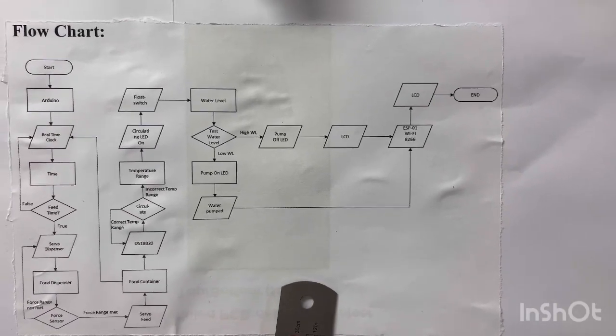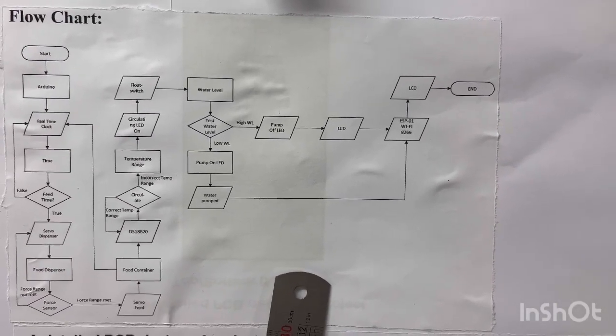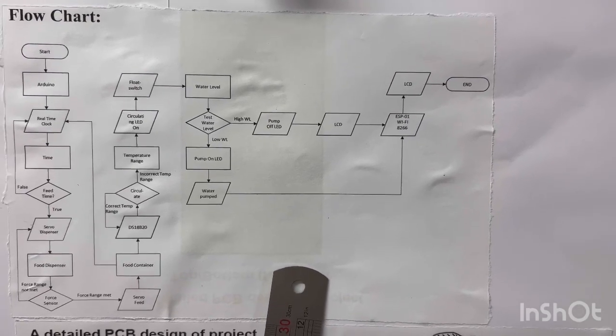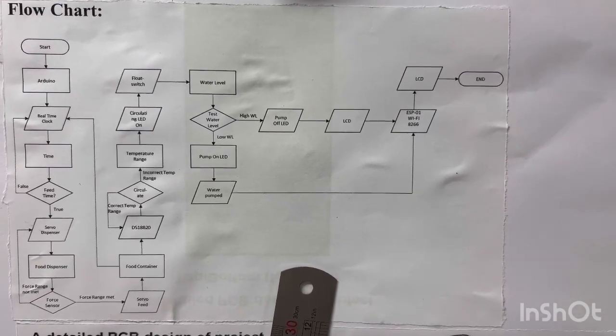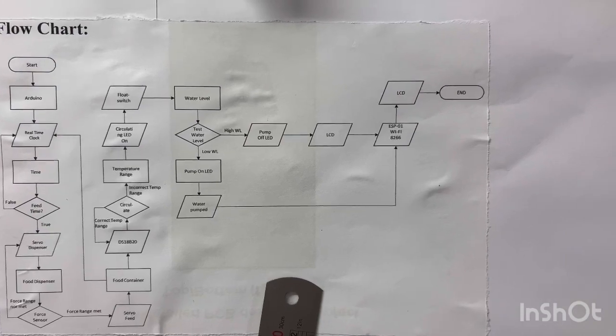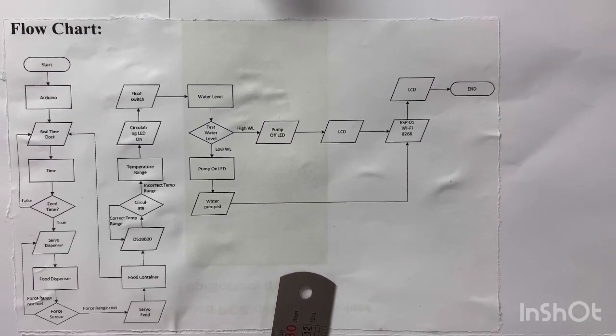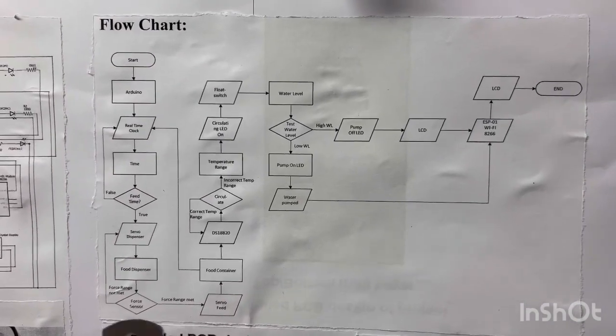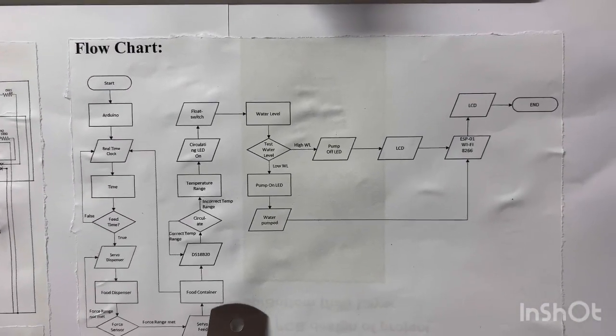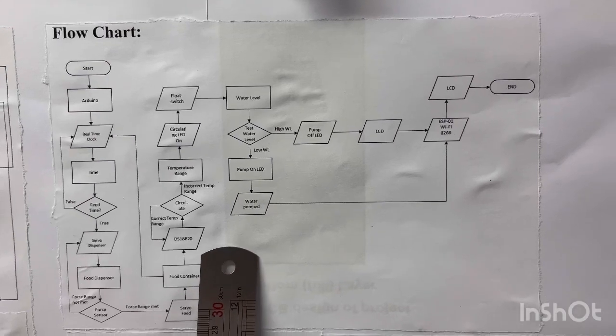This is the flowchart of the system as it has been coded for the Arduino. As you can see, it goes from start to the Arduino, testing the time through the real-time clock for feeding, which triggers the servo motors and the force sensor and so on, which drops the food at that specific time.